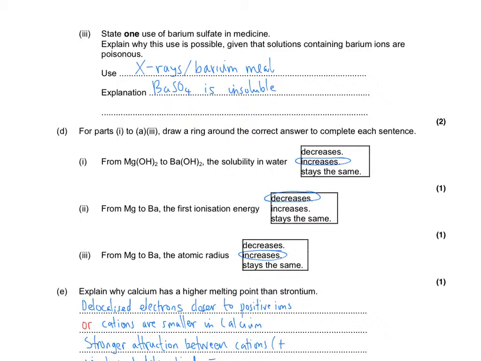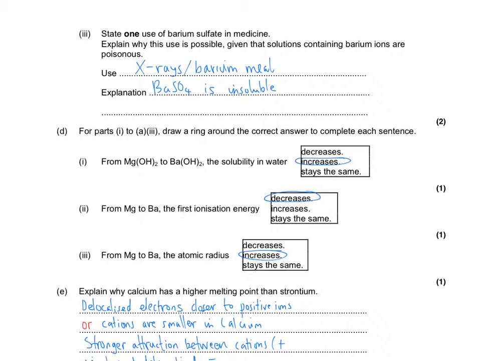Solubility in water of the hydroxides. Remember, magnesium hydroxide is sparingly soluble. It forms a white precipitate, so as you go down the group, it increases in solubility, so barium hydroxide is soluble. The first ionization energy decreases down the group.